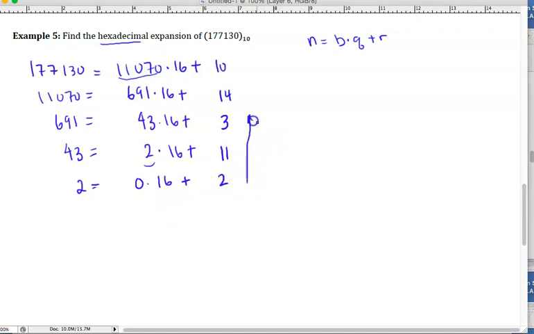Okay, so bottom to top: 2, and my 11 is a B, then a 3, my 14 is the E, and my 10 is the A. That's the number in base 16. Cool.